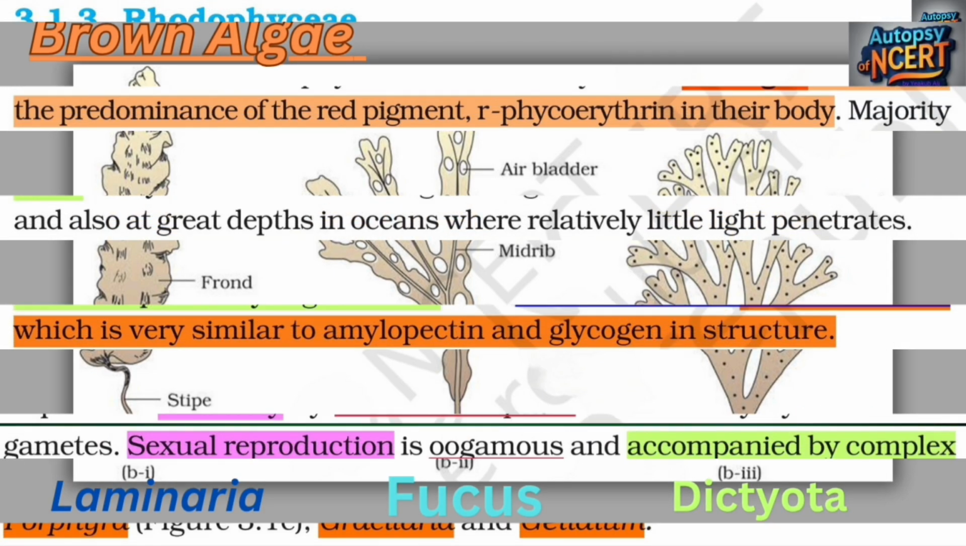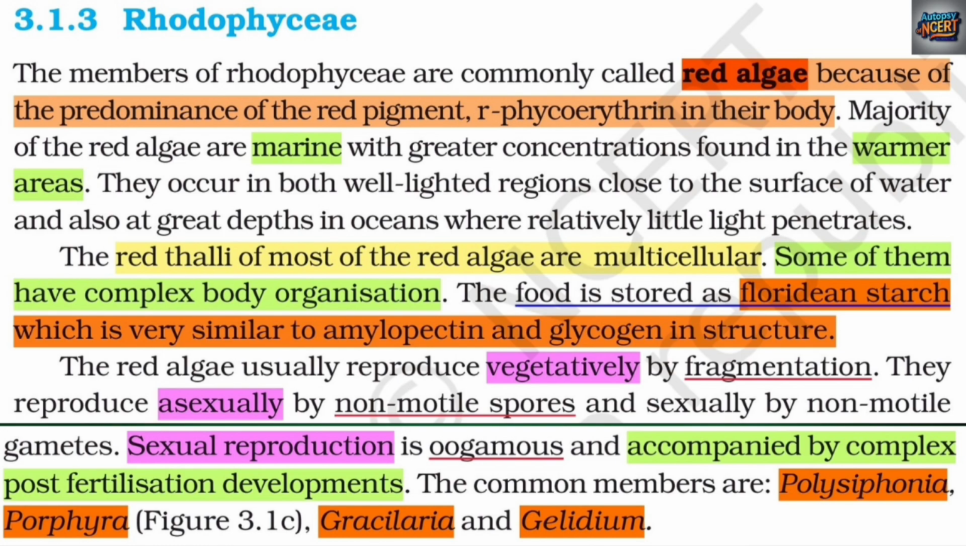3.1.3 Rhodophyceae. The members of Rhodophyceae are commonly called red algae because of the predominance of the red pigment, r-phycoerythrin, in their body. Majority of the red algae are marine with greater concentrations found in the warmer areas. They occur in both well-lighted regions close to the surface of water and also at great depths in oceans where relatively little light penetrates. The red thalli of most of the red algae are multicellular.